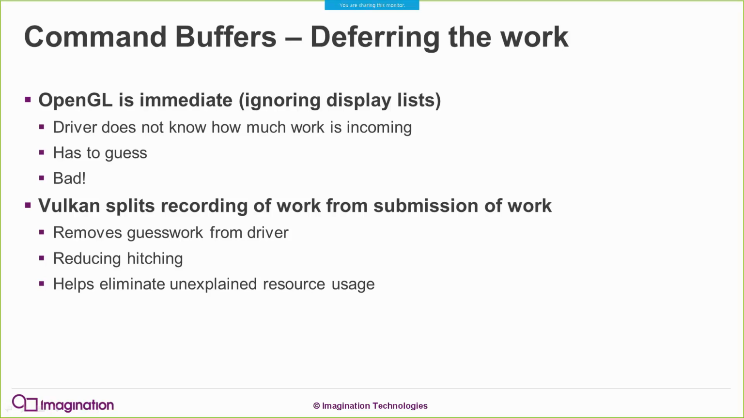So what are command buffers? Command buffers are a deferred list of commands that you are going to submit to the GPU for later execution. And that's the key difference between Vulkan command buffers and the types of commands you would send in OpenGL. In OpenGL, ignore display lists because they're pretty grim. Everything's immediate. There's no difference between recording a command and submitting a command for execution.